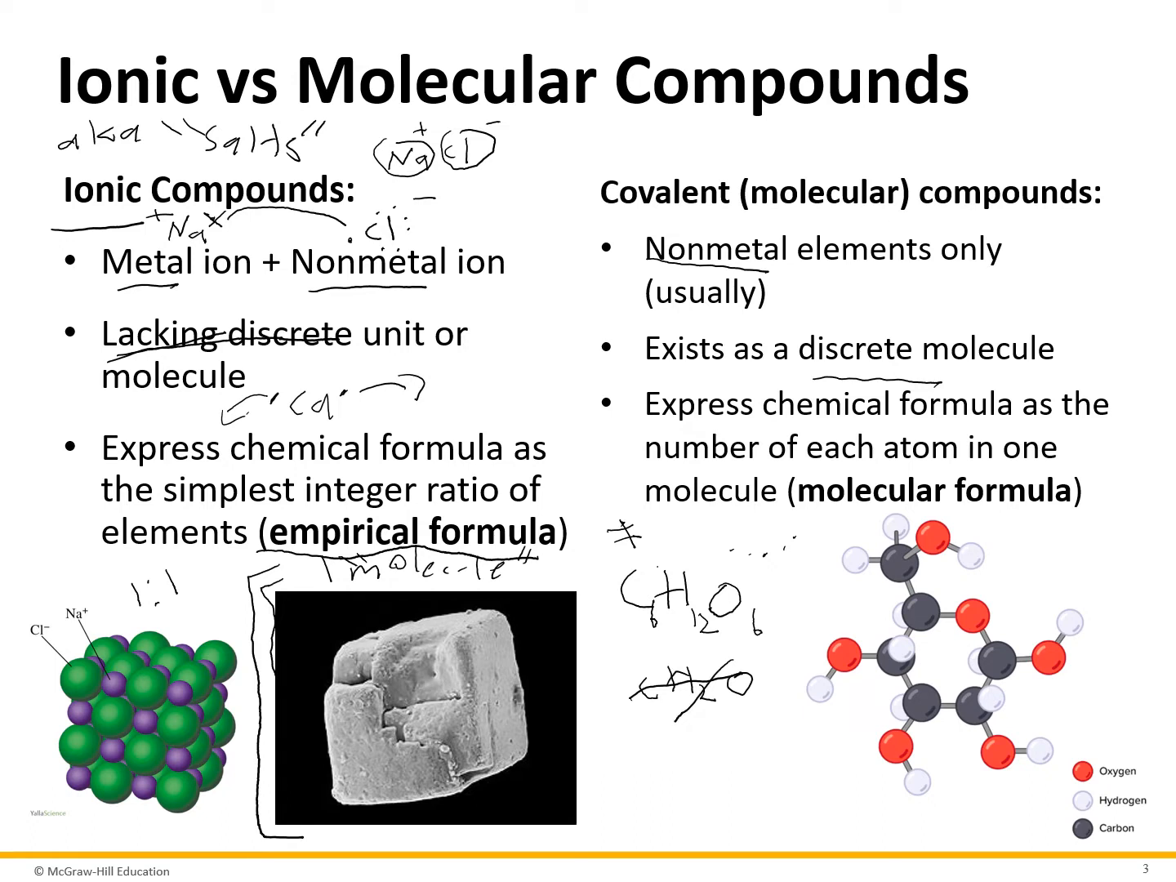Really just focus on the takeaway here: for a covalent molecule, use the molecular formula, the exact number of each element in one molecule, because one molecule of glucose will be identical to any other one in a sample. And for ionic compounds, you're going to use an empirical formula because ionic compounds exist as a giant crystalline matrix of repeating units. So no discrete single molecular entities.